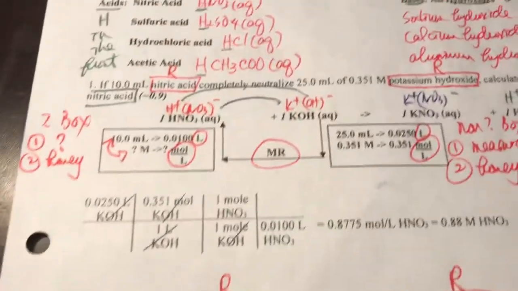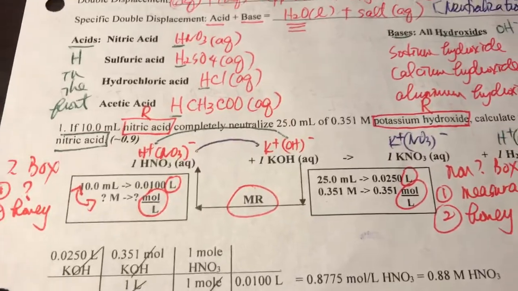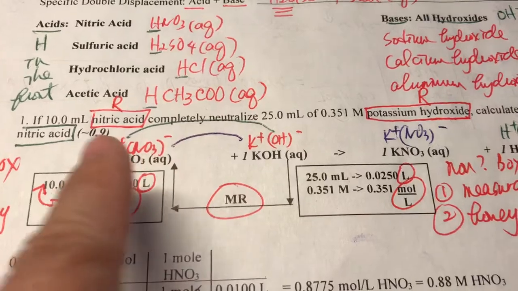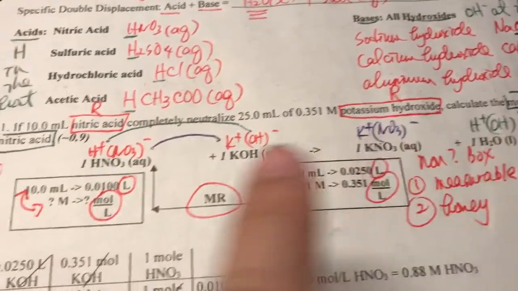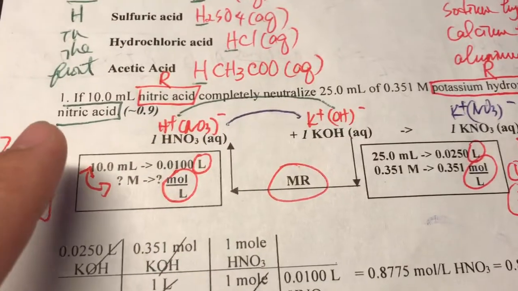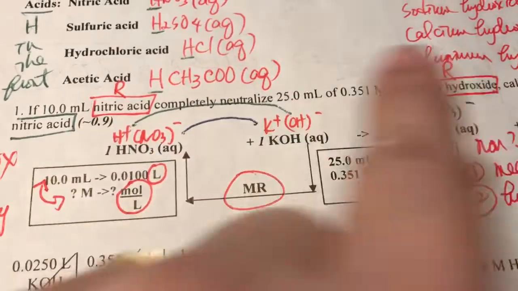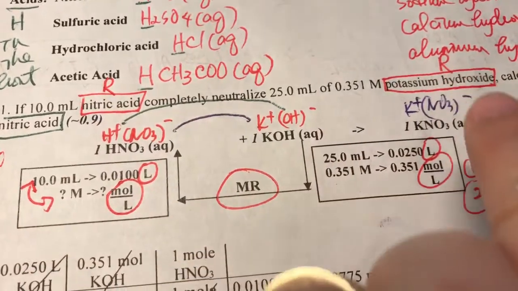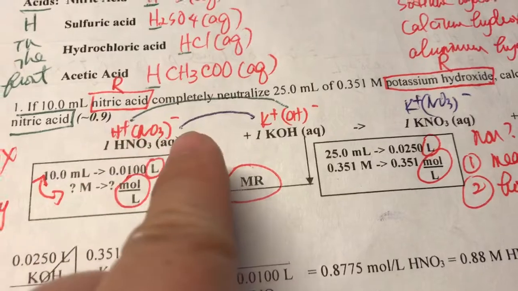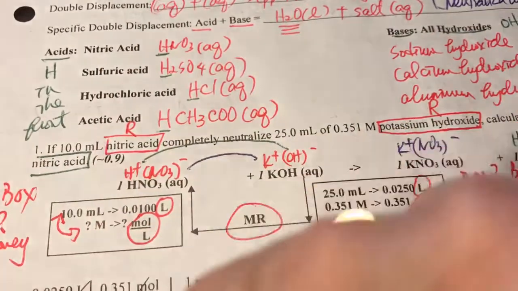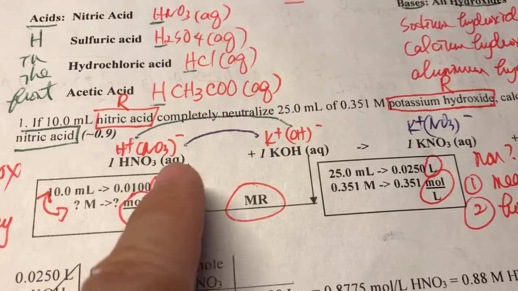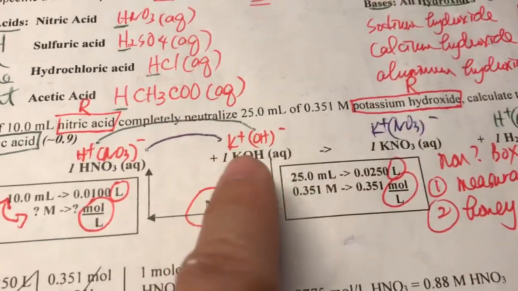Solubility chart will tell you which one's PPT, which one's aqueous. So in general, you first want to identify what you're looking for. Here in the example, I'm looking for the molarity of nitric acid, and the two reactants are nitric acid and potassium hydroxide. So we first want to write down their compound names. I give you all kinds of acid and base names. Nitric acid is HNO3 (aq). Potassium hydroxide is KOH (aq).